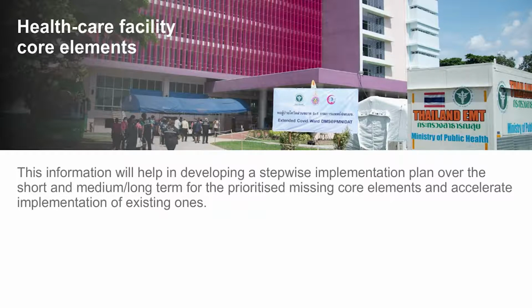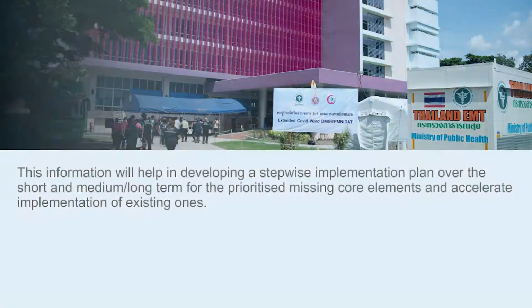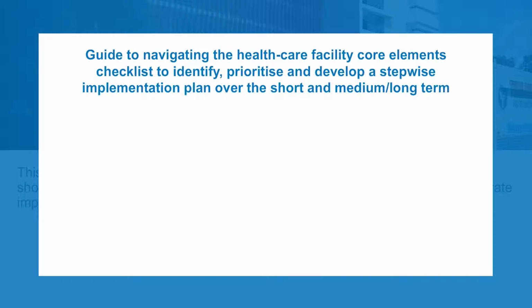For a small facility, it may be necessary to collaborate with other healthcare facilities to put certain core elements in place. For example, AMS expertise, education and training, standard treatment guidelines, and AMC surveillance system. Here is a quick guide to navigating the healthcare facility core elements checklist to identify, prioritize, and develop a stepwise implementation plan over the short and medium or long term.